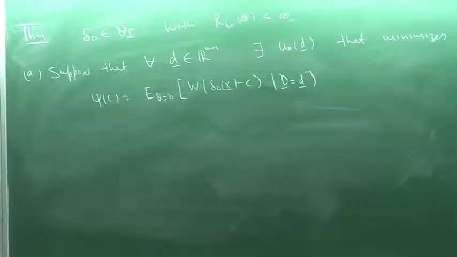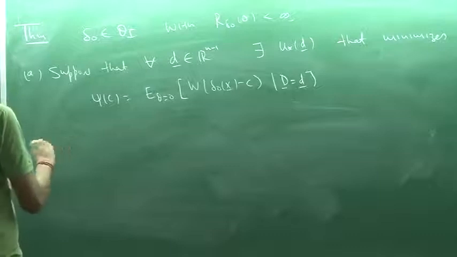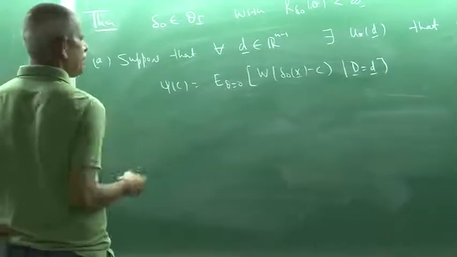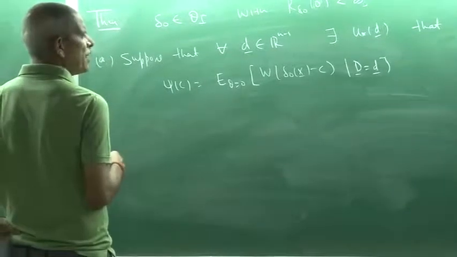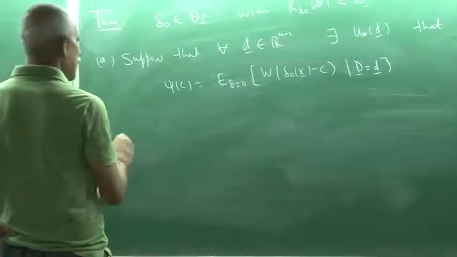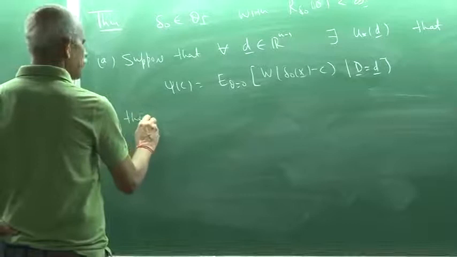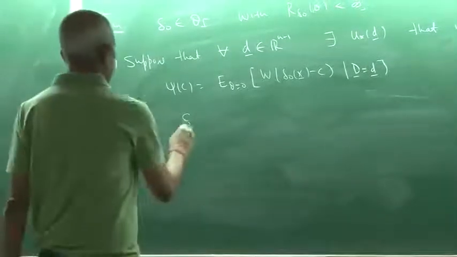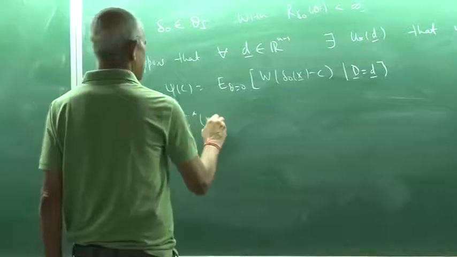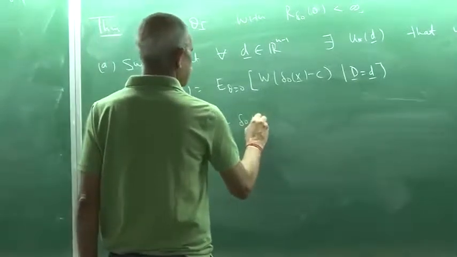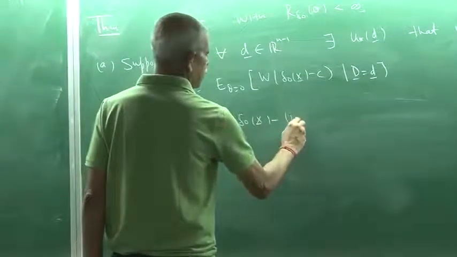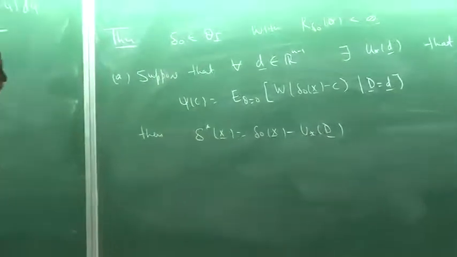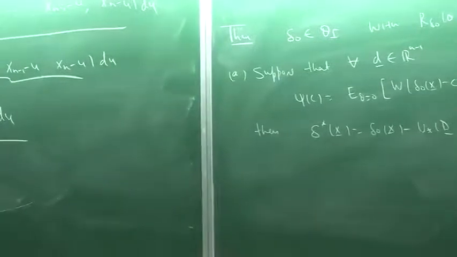Over all functions which minimize this, then what is your MRE? MRE is nothing but delta star x, which is delta naught x minus u star d. And the MRE here may not be unique, because there may be more than one minimizer.